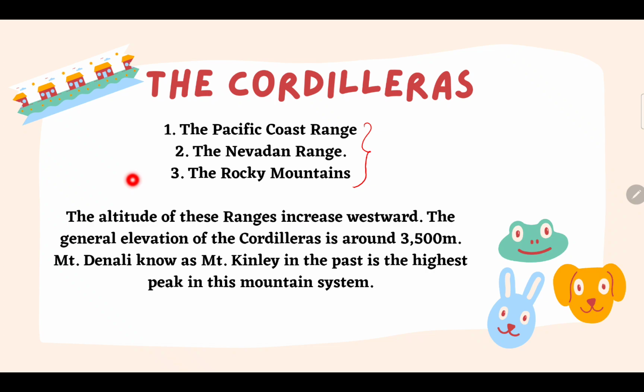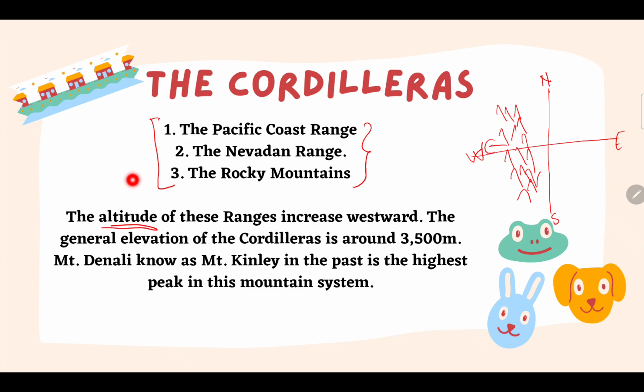Look, this is the mountain. On a map there is east, west, north, and south, and these three ranges are there. As these three ranges move westward, their altitude, meaning height, increases. The general elevation of the Cordilleras is around 3,500 meters, and Mount Denali, known as Mount McKinley in the past, is the highest peak in this mountain system.